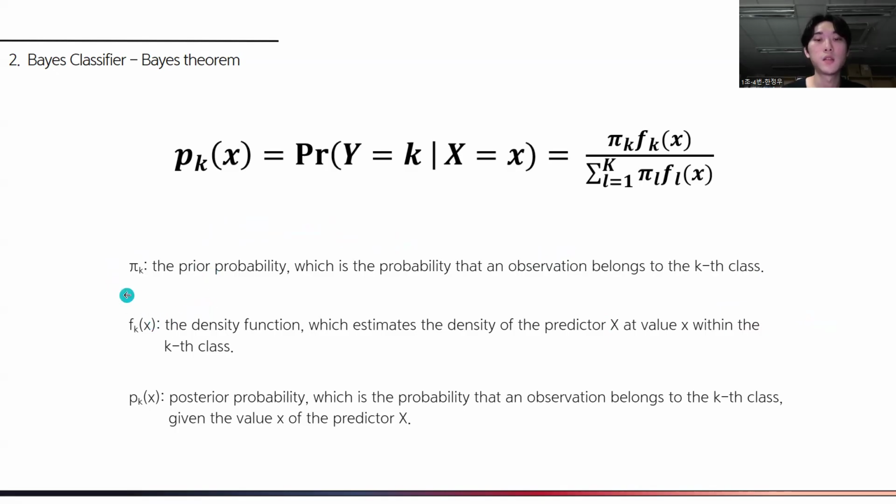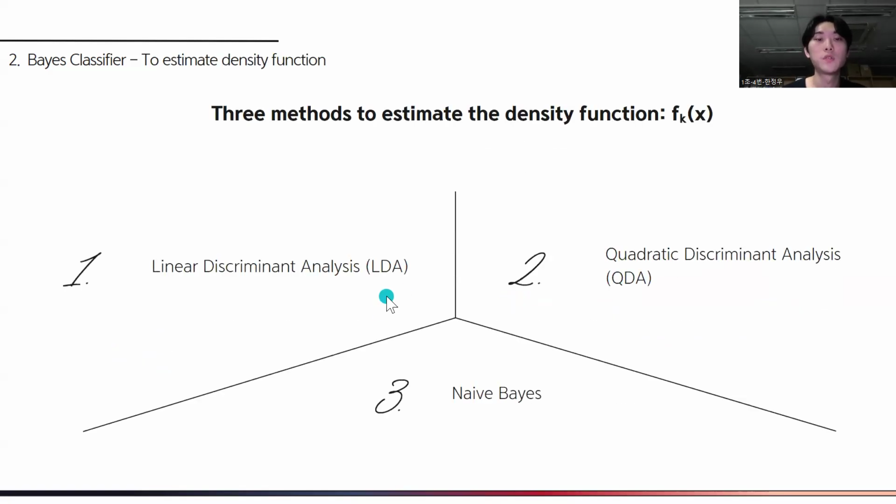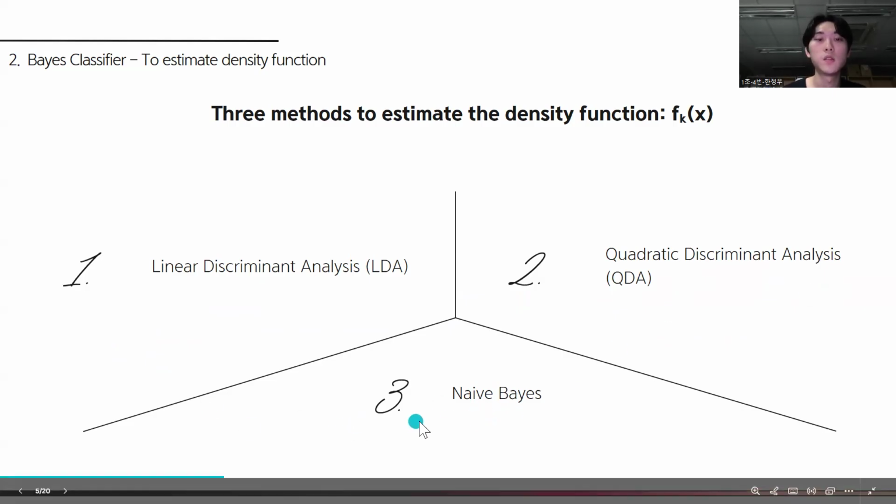The challenge is that the prior probability is easy to find, but the density function is difficult to estimate. We need an estimate of the density function to estimate p_k of x. We use three methods to estimate the density function: LDA, QDA, and naive Bayes. Since we will not be using naive Bayes to solve the problem in set 1, we will omit it.